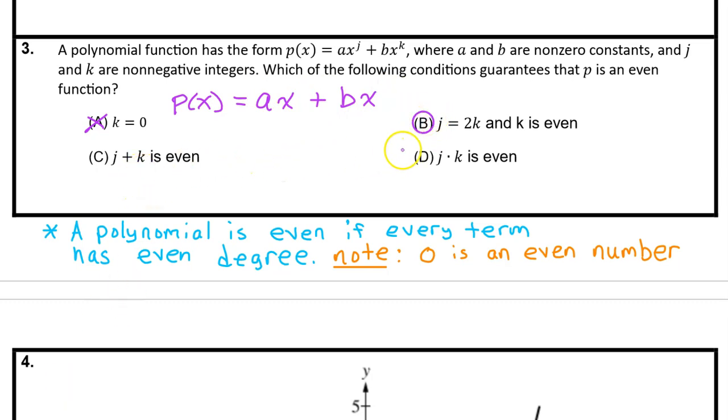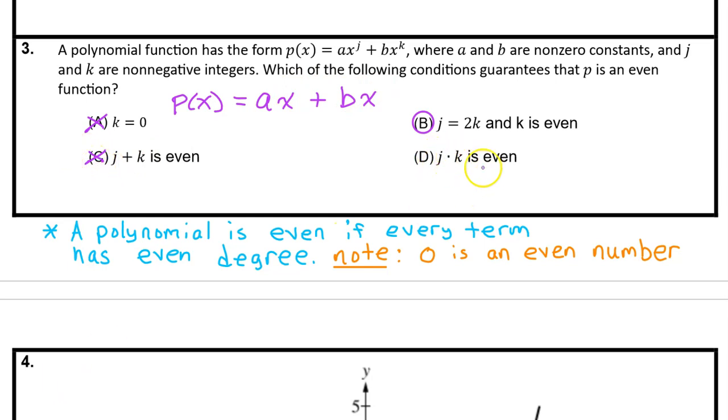Just for educational purposes, let's debunk the other two options. What if j plus k is an even number? Well, what if x is 1? What if j is 1 and k is 3? J plus k would be 4. That's an even number, but the exponents themselves are odd. So we just disproved C.